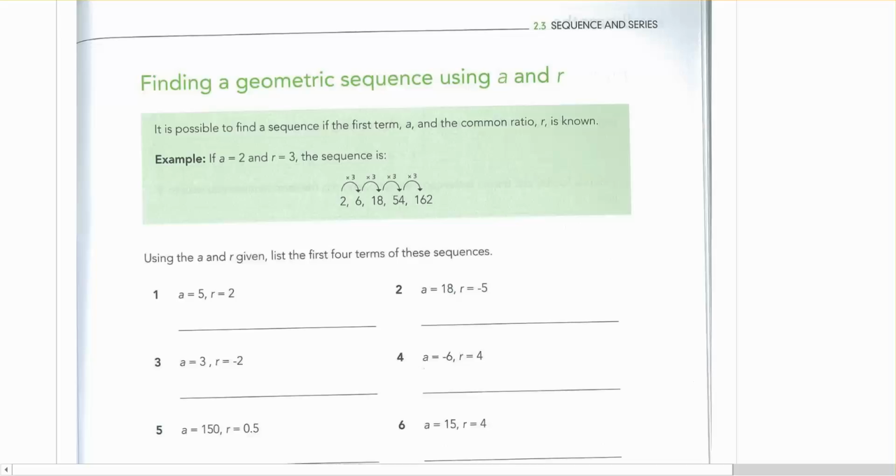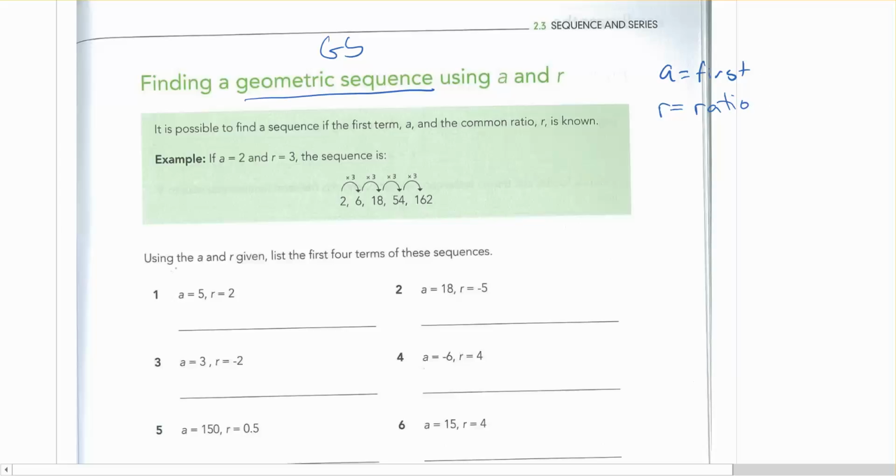So again, using our geometric sequences, or our GS, a lot of the variables are the same as we had with the arithmetic sequence. A is still going to be your first term, n is still going to be your term number, t is still going to be the value, and r here is going to be your common ratio. So this is what you times by.